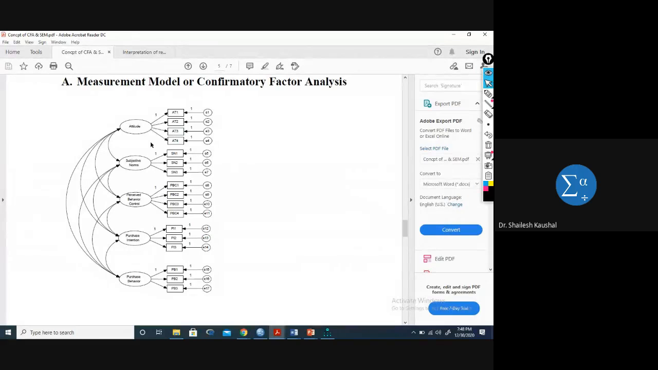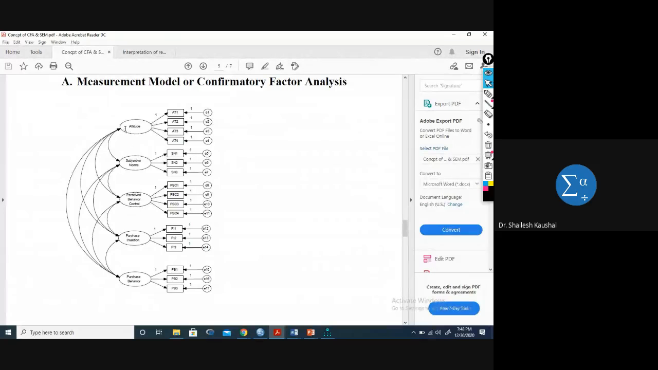In this case, we will produce 5 things. One, chi-square divided by degrees of freedom, it should be less than 2. Second, incremental fit indices, it should be greater than 0.95. Another, absolute fit indices, it should be greater than 0.95. And third, parsimonious fit indices, it should be greater than 0.95. And last is badness of fit indices, RMSEA, root mean square error of approximation, its value should be less than 0.08.